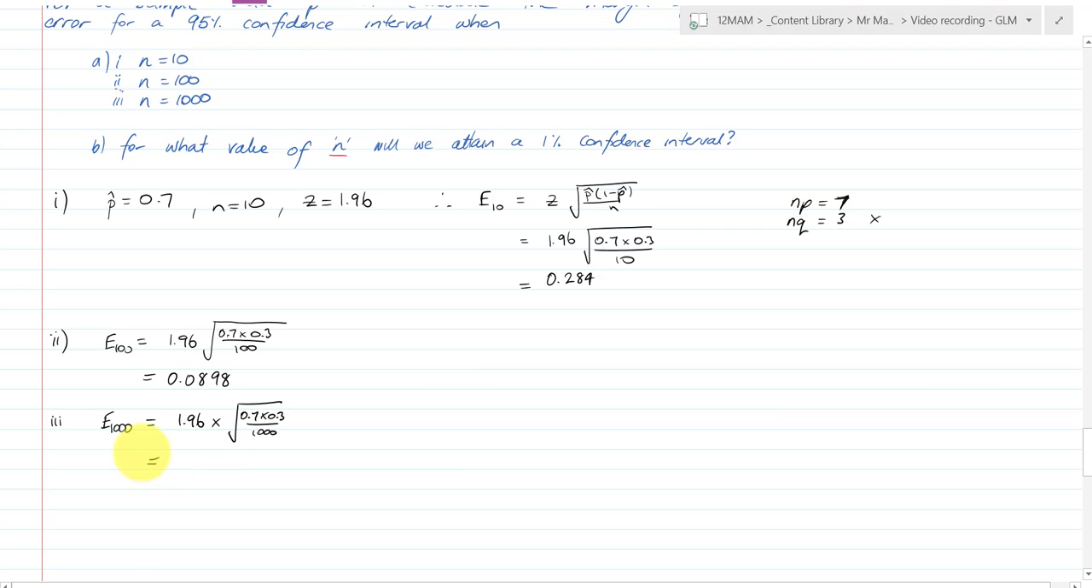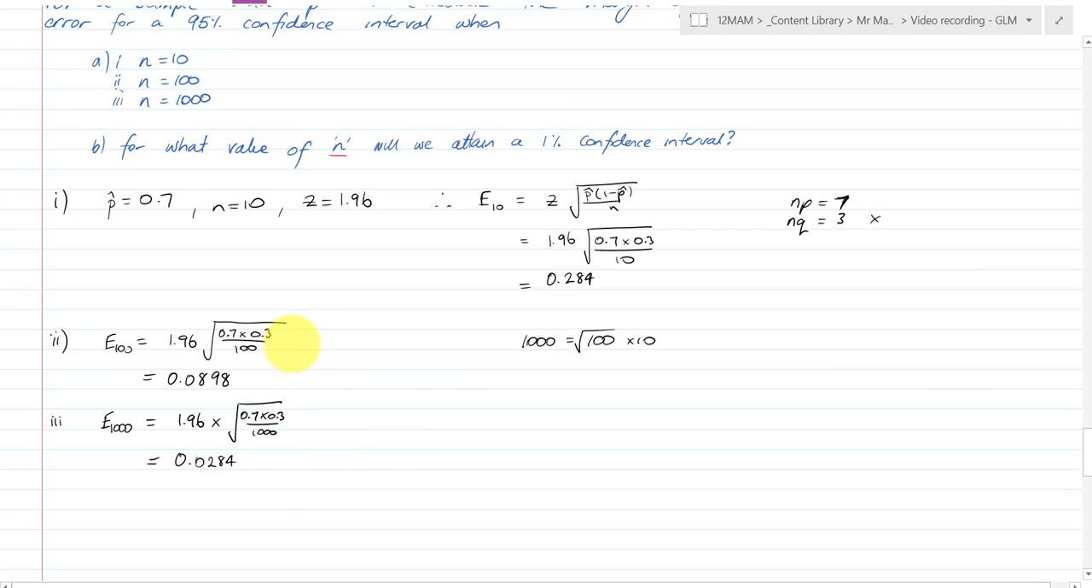and that's equal to 0.0284. So this is really interesting here, because 0.0284 is 10 times smaller than this. And 1,000 is equal to 100 times 10, and the square root of 100 is the difference between those. I mean, have a think about it.